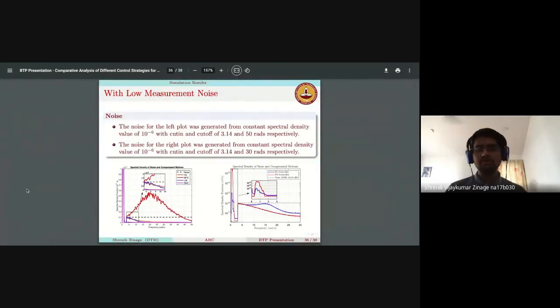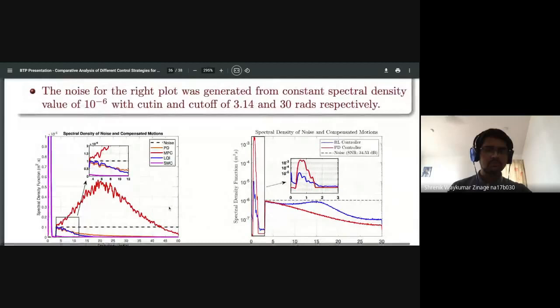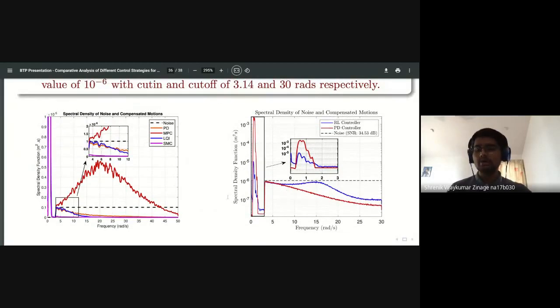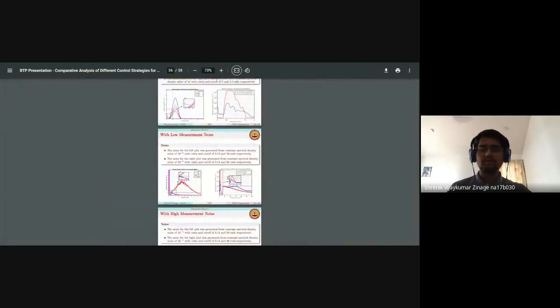Yeah, so now talking about measurement noise, I analyzed it in two sections, one using low measurement noise and the other using high measurement noise, with a higher cutoff value. The figure on the left shows the performance for different controllers. Over here, SMC performed the best in attenuating noise and MPC performed the worst. Similarly on the right, the RL controller did a good job in attenuating noise as compared to PD.